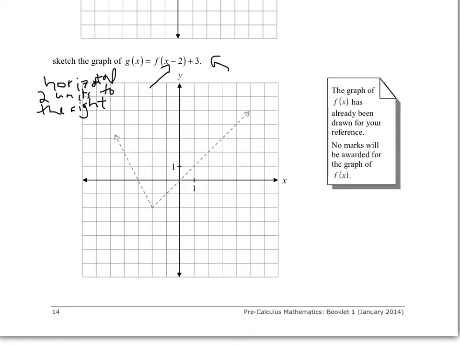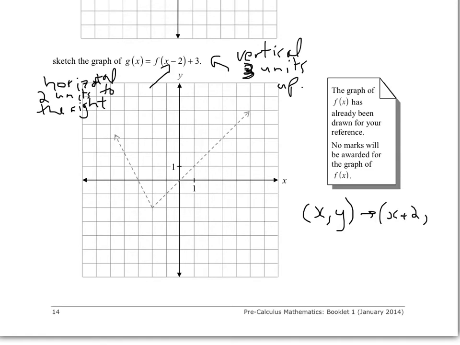And this is a vertical translation, and that's moving up, 3 units up. Of course we want to describe this by point. If you're a visual learner, you may want to first move it to the right 2 units and then move it up 3 units. So x, y becomes, because x is moving to the right, it's increasing by 2, and because y is moving up, it's increasing by 3.